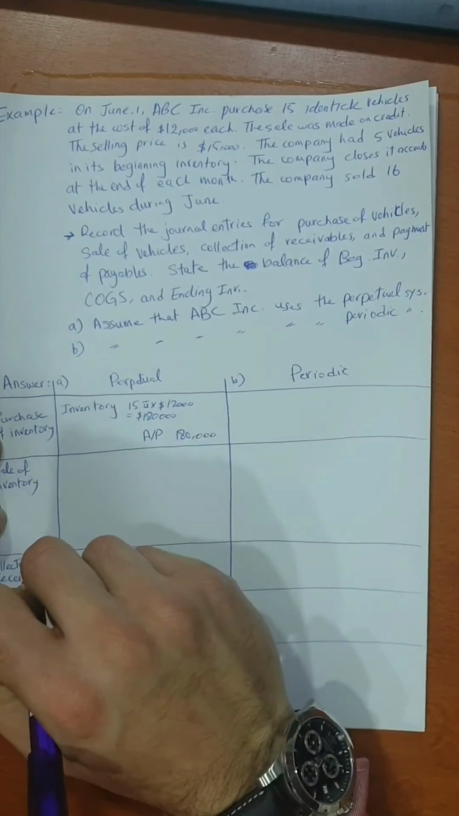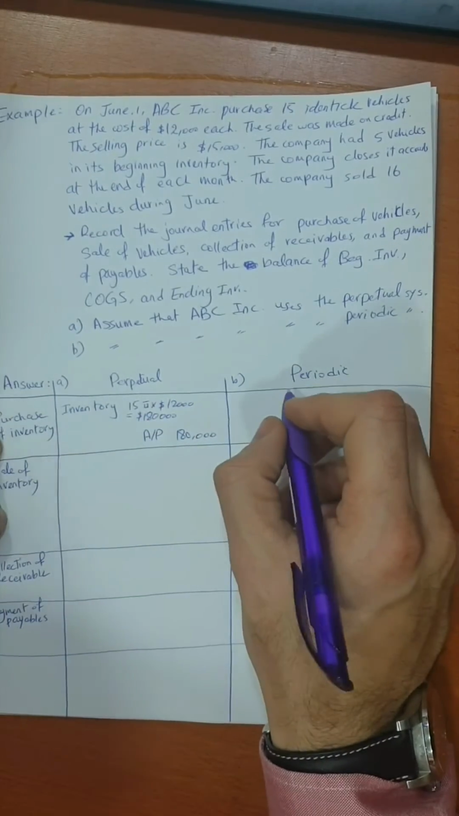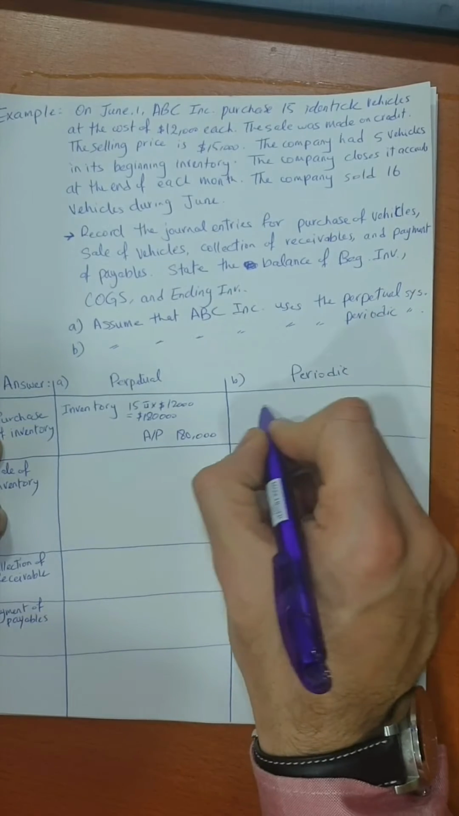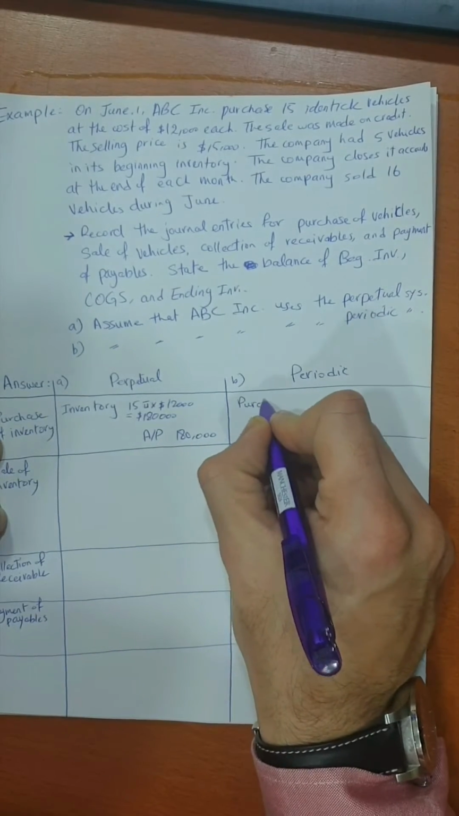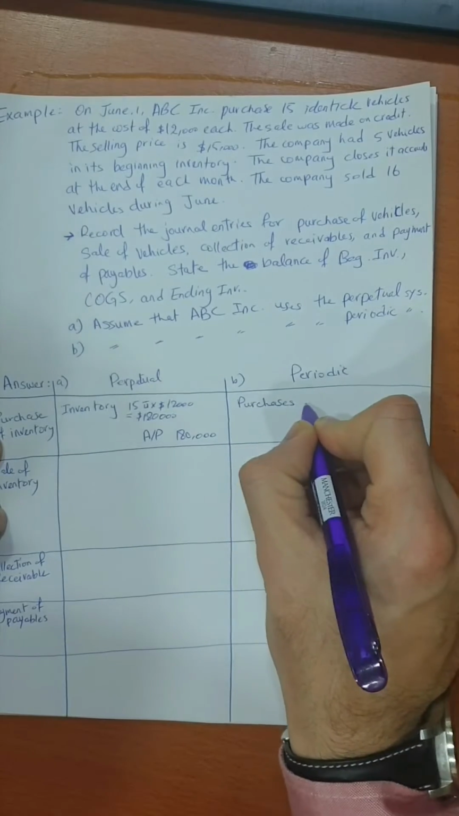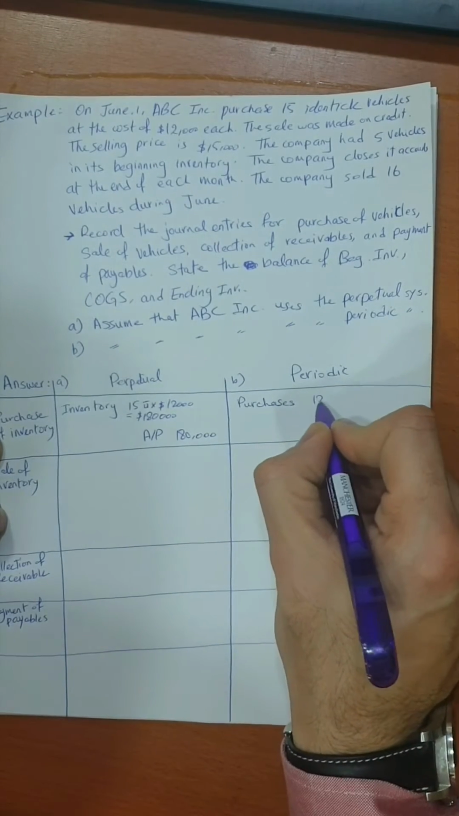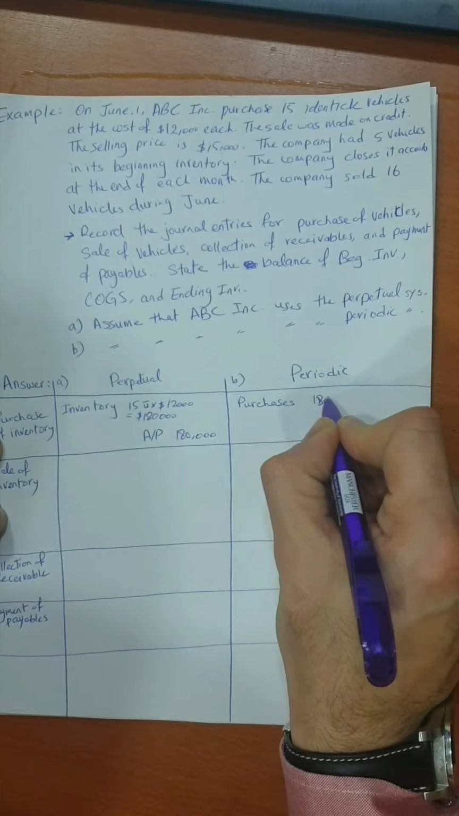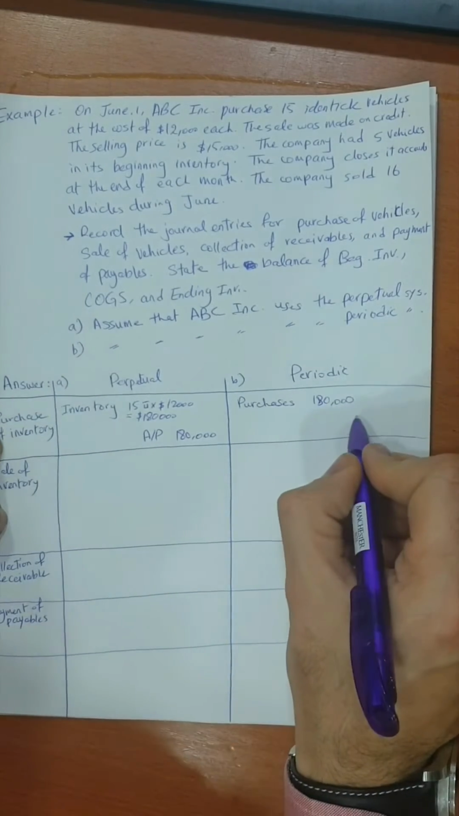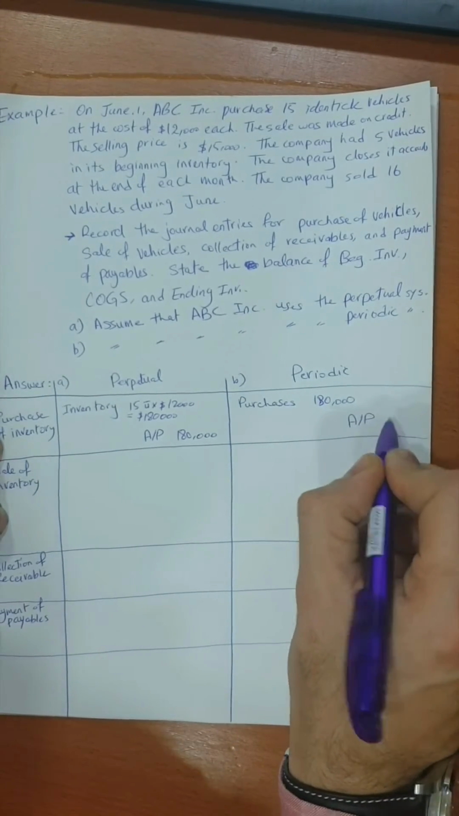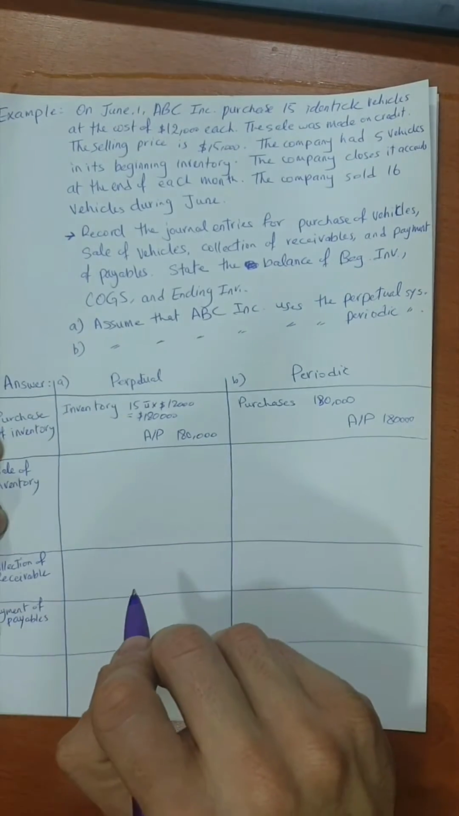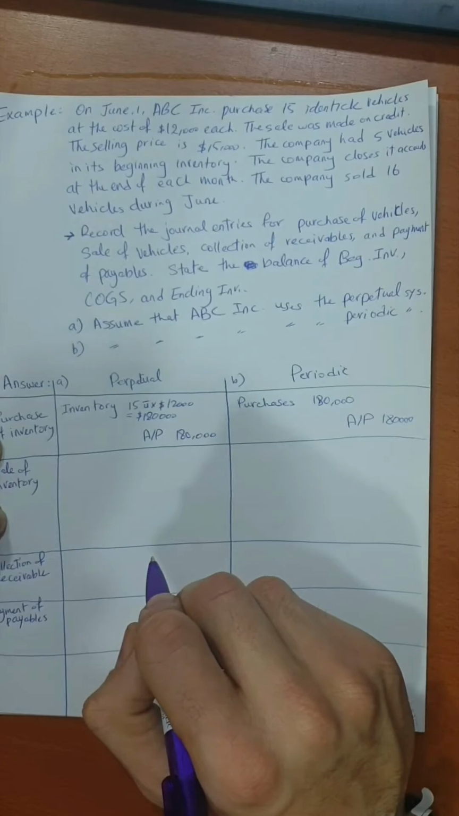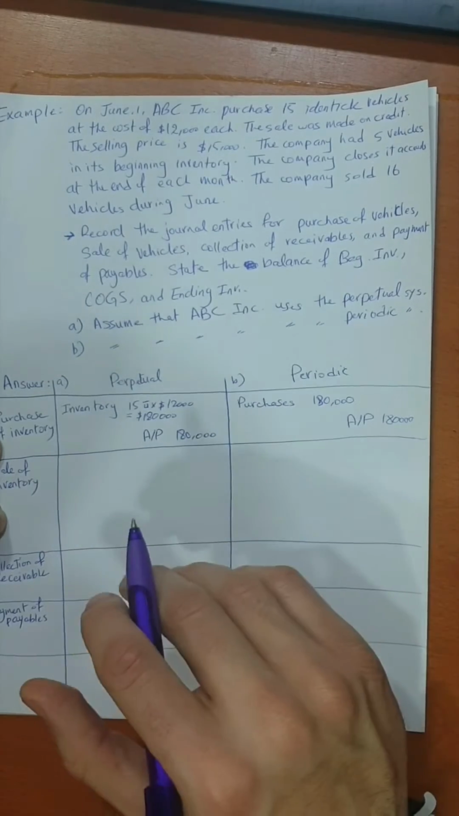So in the perpetual inventory, accounts payable. In the periodic, we don't have an inventory account. We have instead a purchases account, and we will see this later on, and we'll explain why it's the case. So $180,000 purchases and accounts payable, the same value, right? Okay.